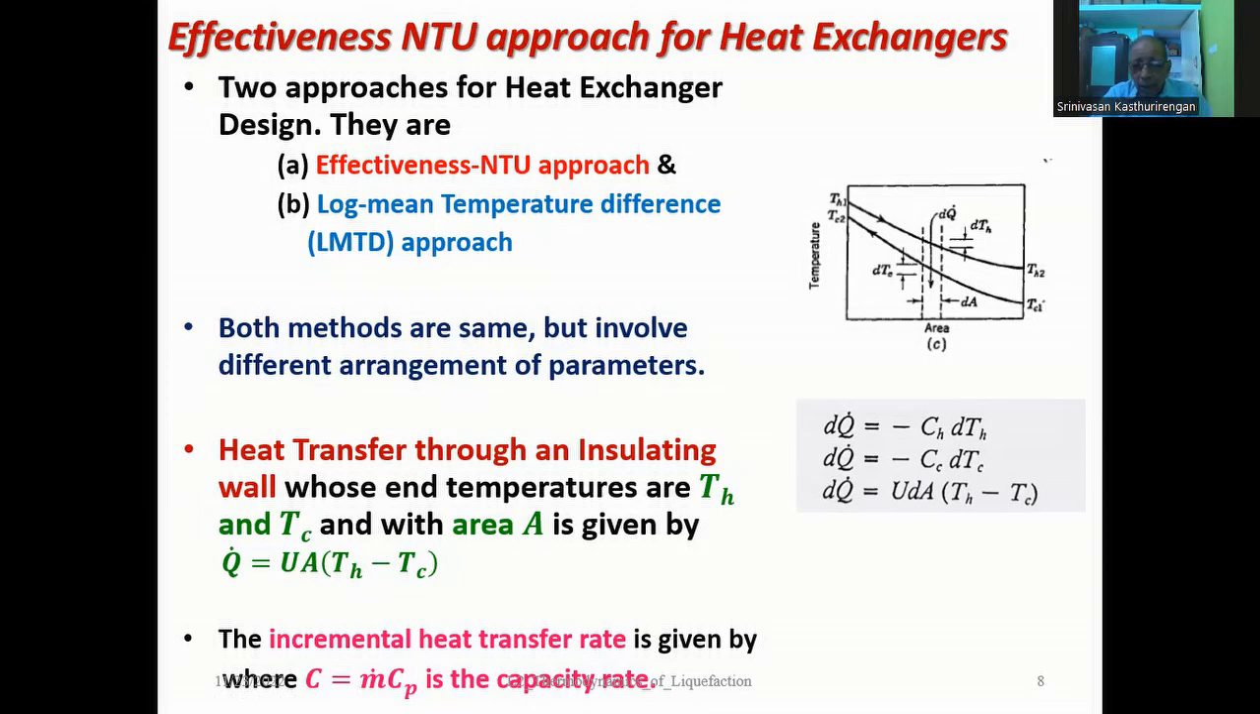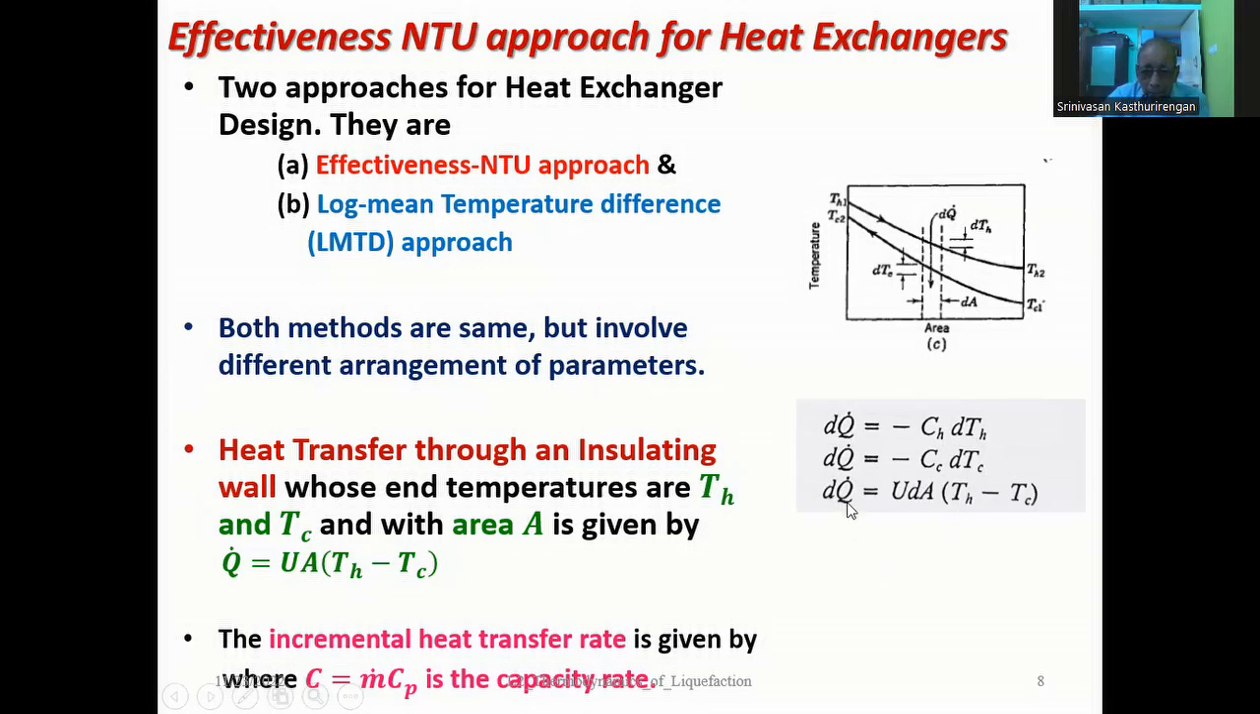Now, because of this additional heat that is coming into the picture, there is going to be a small temperature rise in the case of the cold fluid, and there is going to be a small temperature drop in the case of the hot fluid. So we can write dQ dot is equal to minus Ch into dTh. So there is a loss of heat from one to the other. It is actually the thermal capacity part, which is the capacity rate of the hot fluid, which is coming into the picture. So also in the case of the cold fluid, you will have minus Cc dTc.